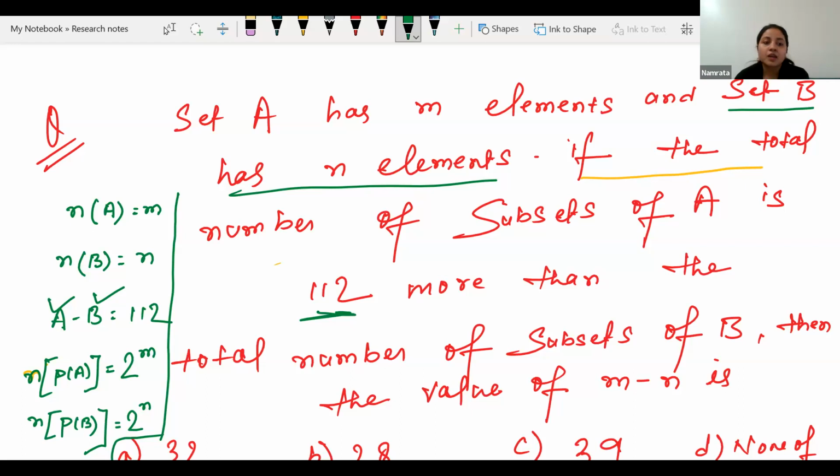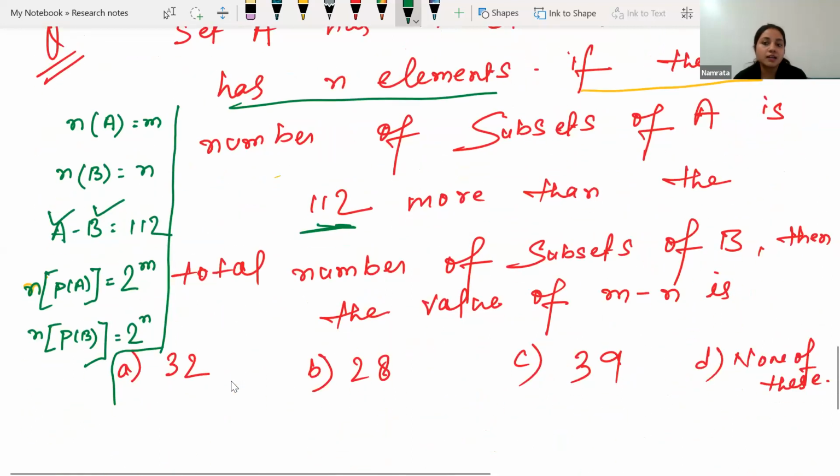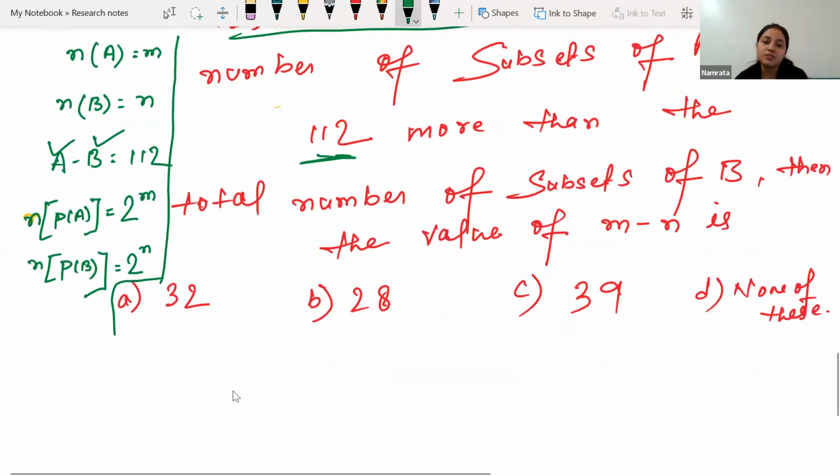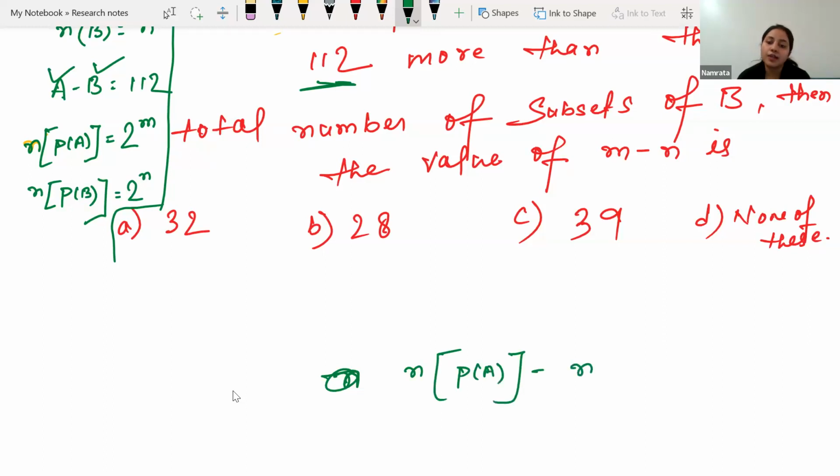Yes, ma'am. Let's move ahead. Now, here the given condition says that A is 112 more than B. That means we can write the number of elements in the power set of A minus the number of elements in the power set of B is equal to 112.